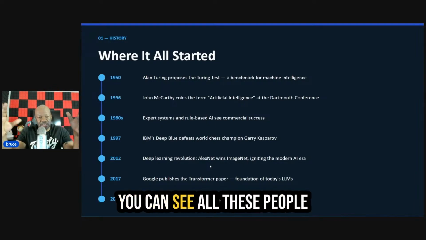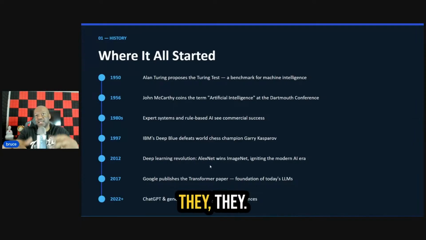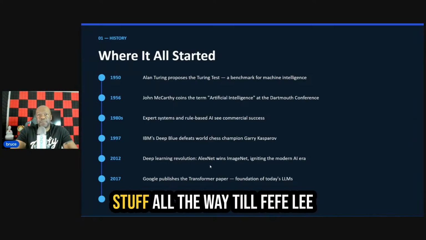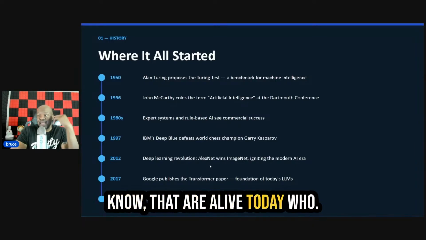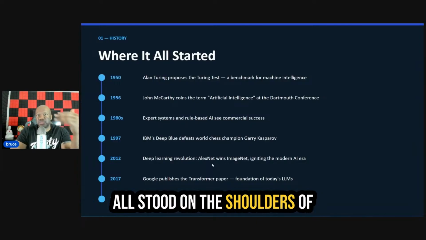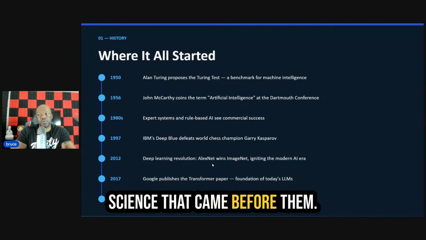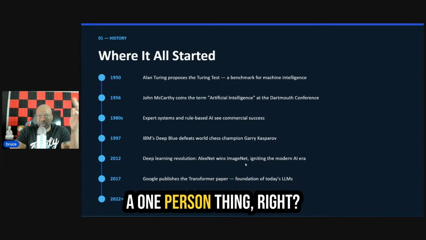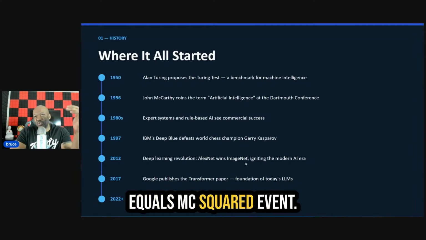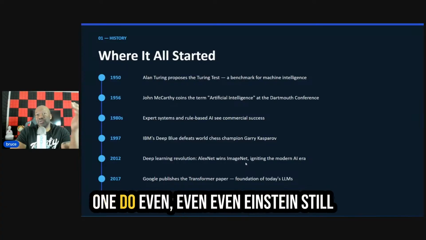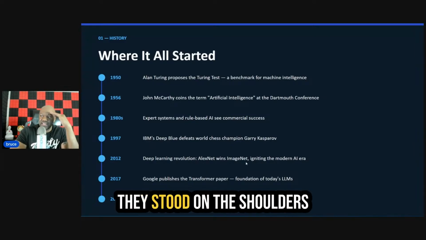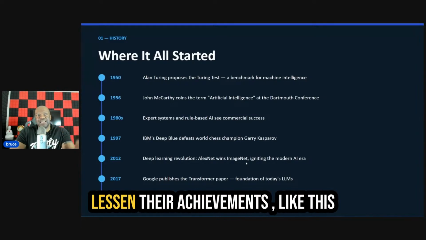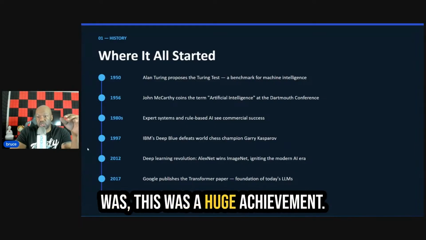This, among other things, you can see all these people stood on the shoulders of giants. The mathematicians behind this stuff, all the way till Fei-Fei Li and other pioneers that are alive today, all stood on the shoulders of giants. They built off of science that came before them. And this was not just a one person thing, right? This is not like an E equals MC squared event, where it's one dude. Even Einstein was still on the shoulders of giants. And this field is no different. They stood on the shoulders of giants, but that doesn't lessen their achievements. This was a huge achievement.